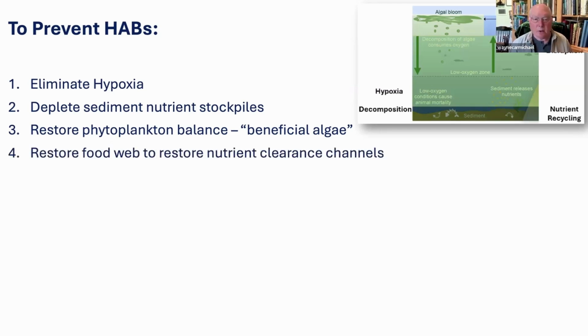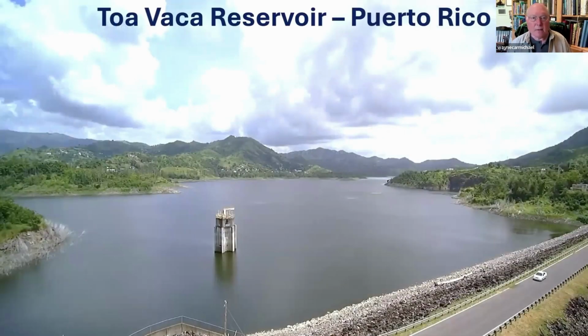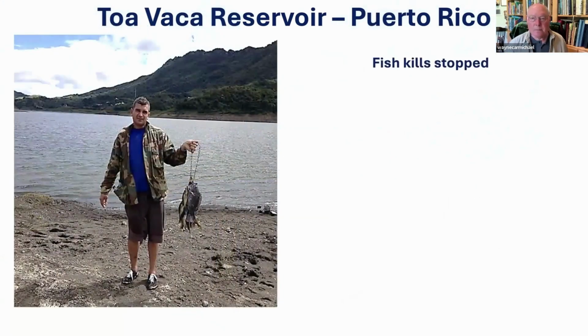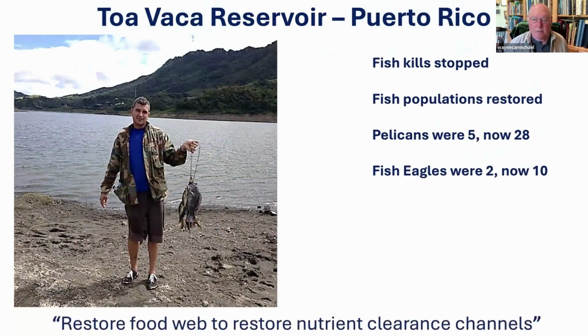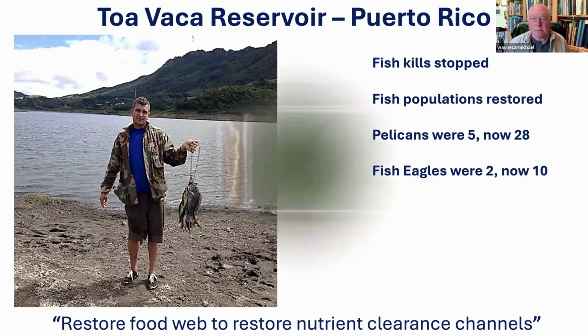Restoring the food web, restoring the nutrient clearance channels. And a quick example of that, this is Talvaca Reservoir in Puerto Rico. I won't go into the details of how that process was affected. Just keep in mind that that hypoxia reduction and the nutrient reduction allowed then a restoration of the food web, and the fish kills were stopped, fish populations restored, bird populations were improved. In other words, food web restoration, which then leads to nutrient clearance channels, fish going out of the system, for example, instead of nutrients being recycled in the system.